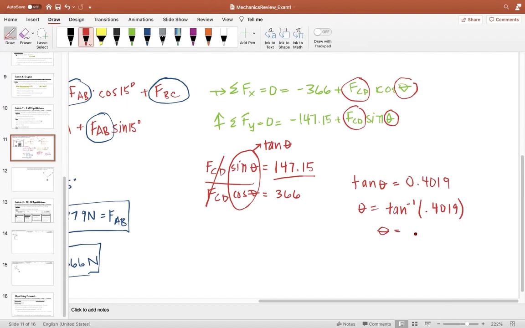21.9. So anyone who got an answer of 0.3821, your calculator is in the wrong mode. You are in radians and you need to be in degrees. So now is the time to switch that because we don't really use radians in this class. So if, between now and the exam, you use your calculator in radians, please, dear God, make sure that it's in degrees.